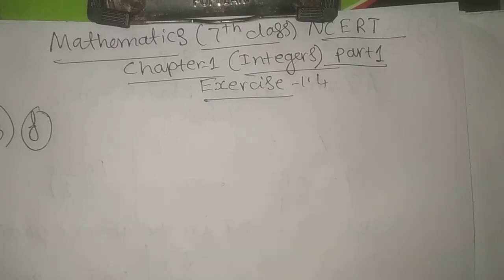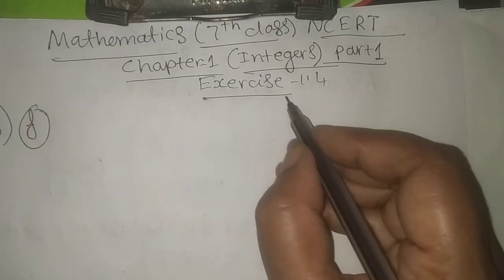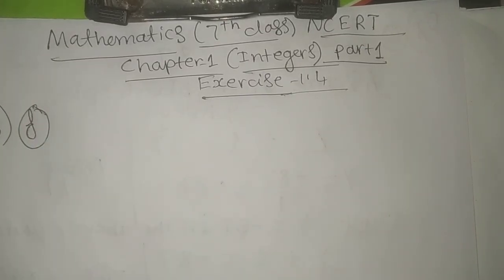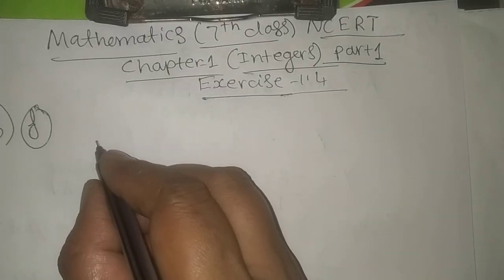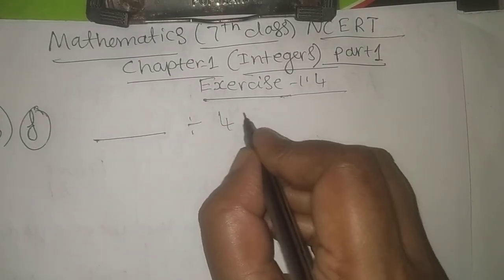Welcome back students. In this class of mathematics 7th class NCERT chapter 1 integers part 1 exercise 1.4, I'll continue question 3 problem F because there was a correction in the previous class, so I'll repeat once again.